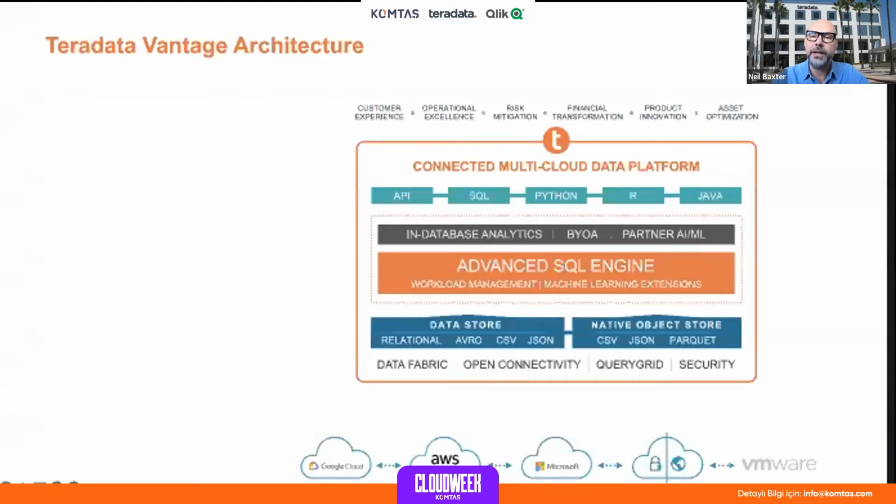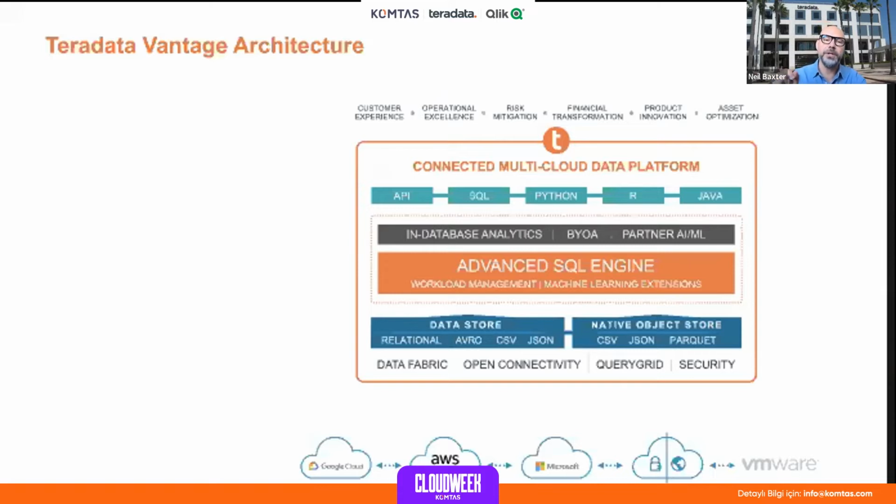That's a bit about the history, but obviously it's important to tell you about the solution itself. And on the screen now, you see our multi-cloud data platform. It's centered around our core intellectual property, which is the advanced SQL engine. And we've designed Vantage to be the connected multi-cloud data platform. And at the bottom, you can see the deployment options that we have.